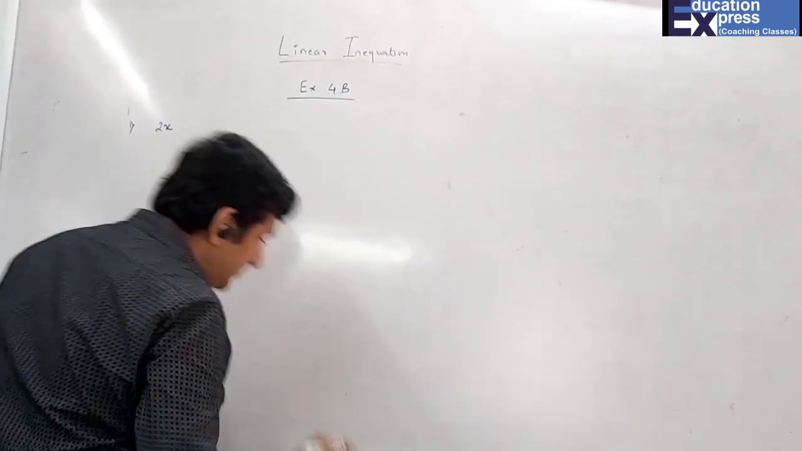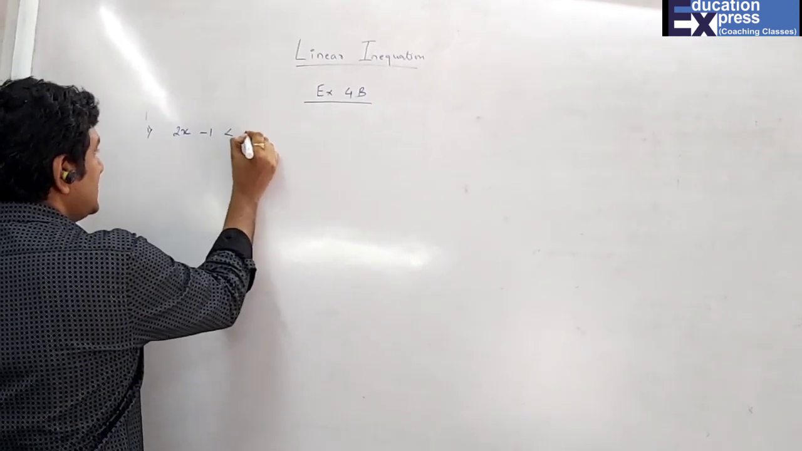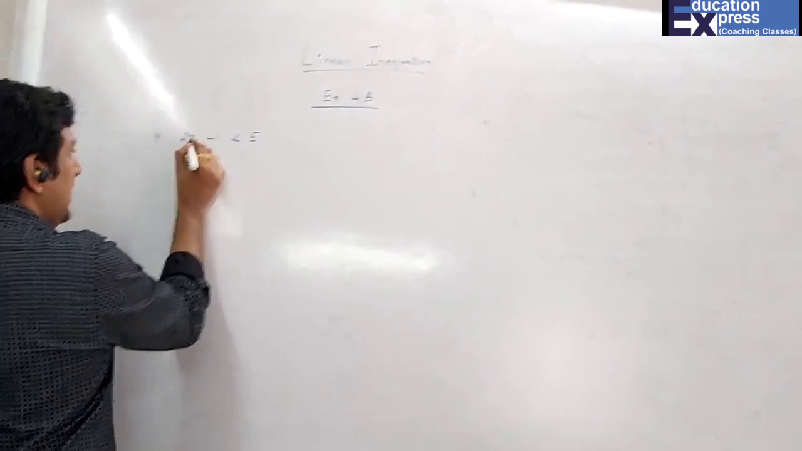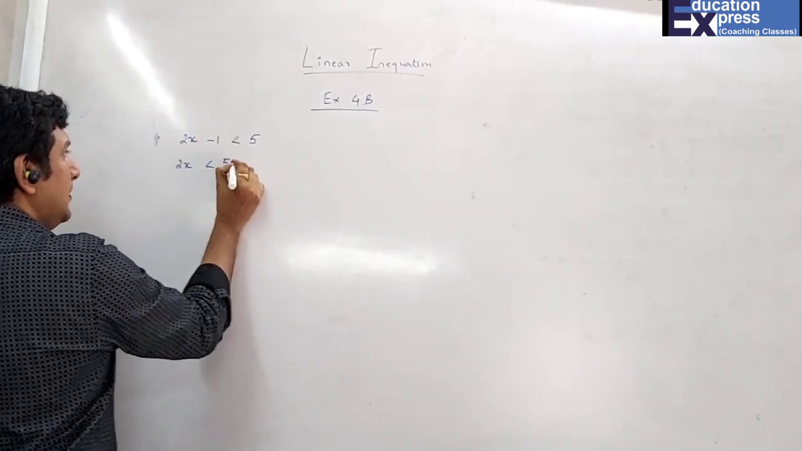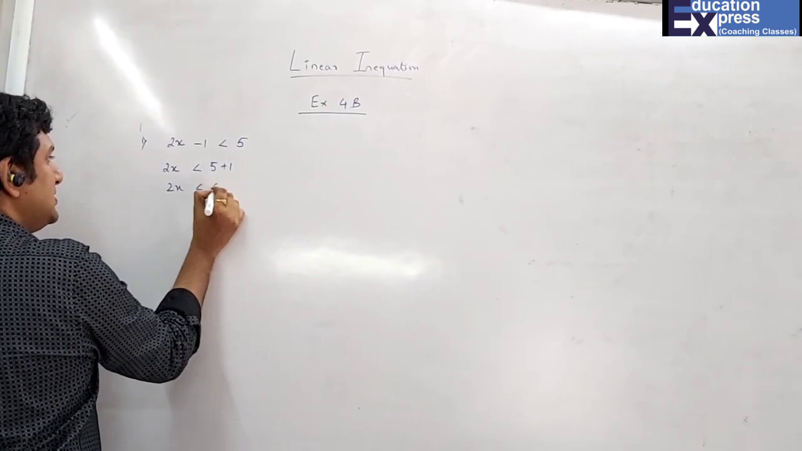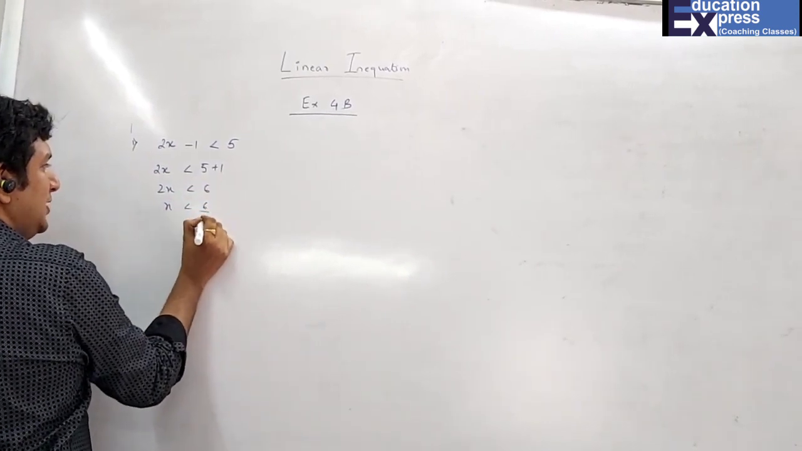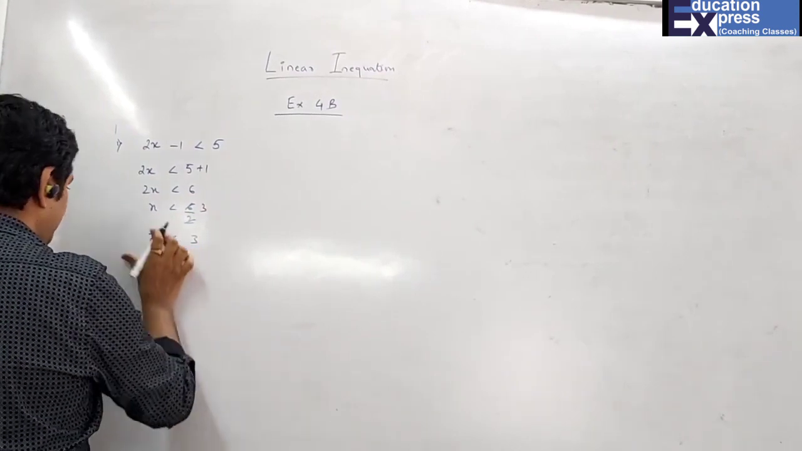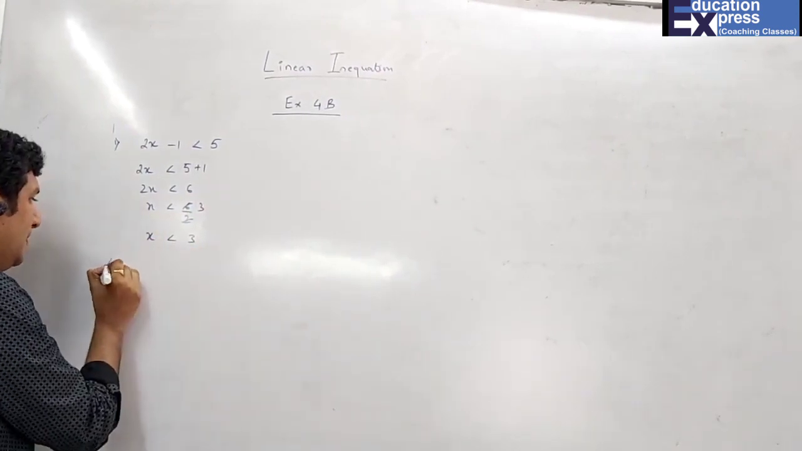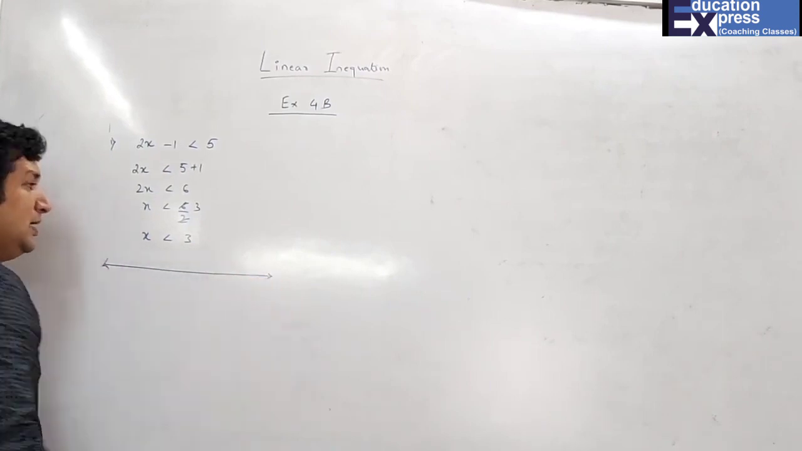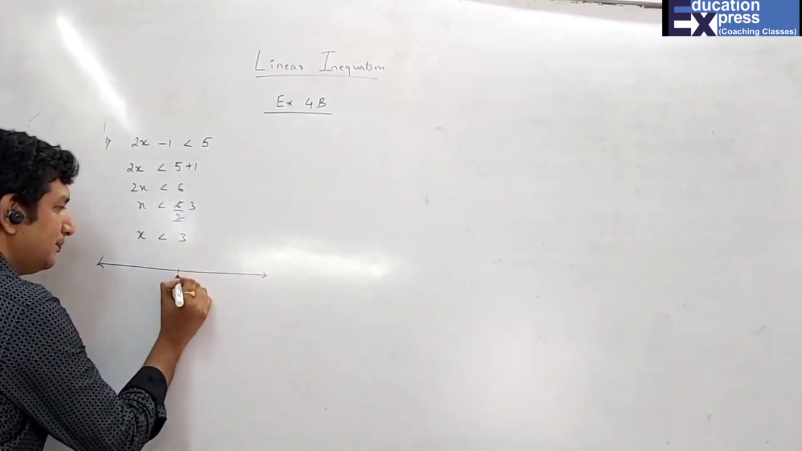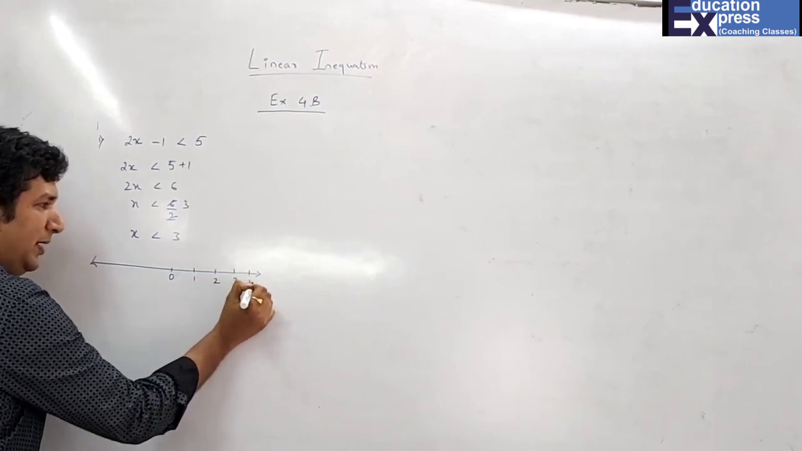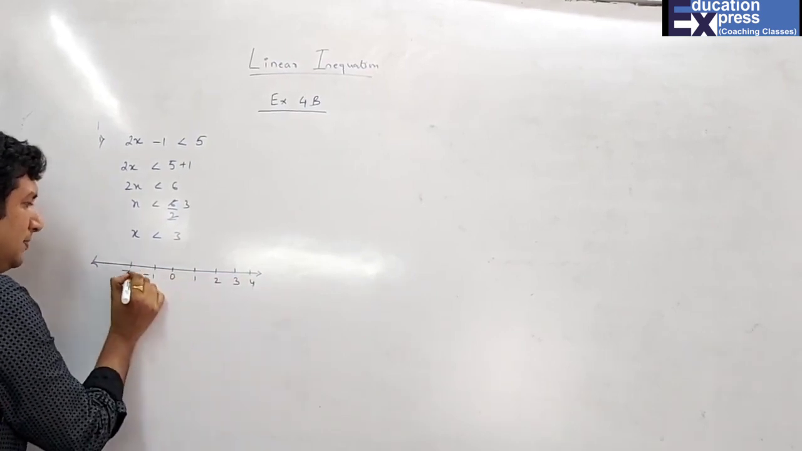The first is 2x minus 1 is less than 5. So students, solving part we have done. In Exercise A, x is already positive, minus 1 comes here. So 2x is less than 6, x is less than 6 by 2, which is 3. So x is less than 3. So x is a real number less than 3, meaning 0, 1, 2, 3, one number ahead, minus 1, minus 2, minus.